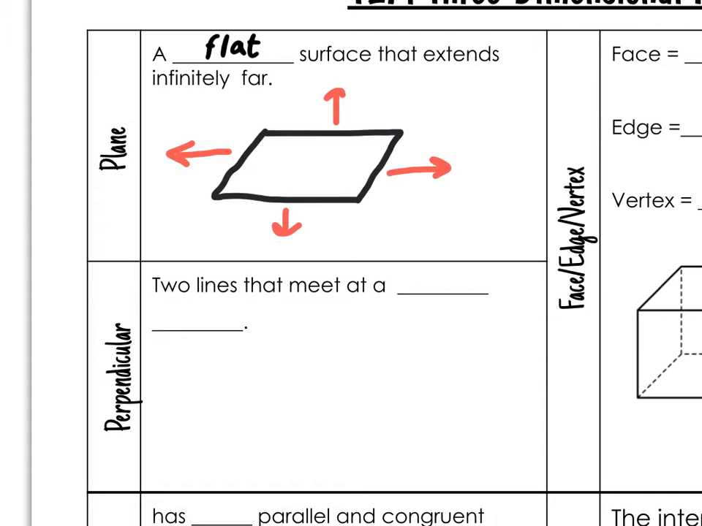For the first vocabulary word, we're going to go over what a plane is. In geometry, a plane is a flat surface that extends infinitely far. When we draw a plane in geometry, it looks sort of like a parallelogram, but think of it like this flat surface, and I drew arrows going in every direction, stretching infinitely in every direction. Pause the video if you need to write this down, and then press play when you're ready to continue. Please pause now.